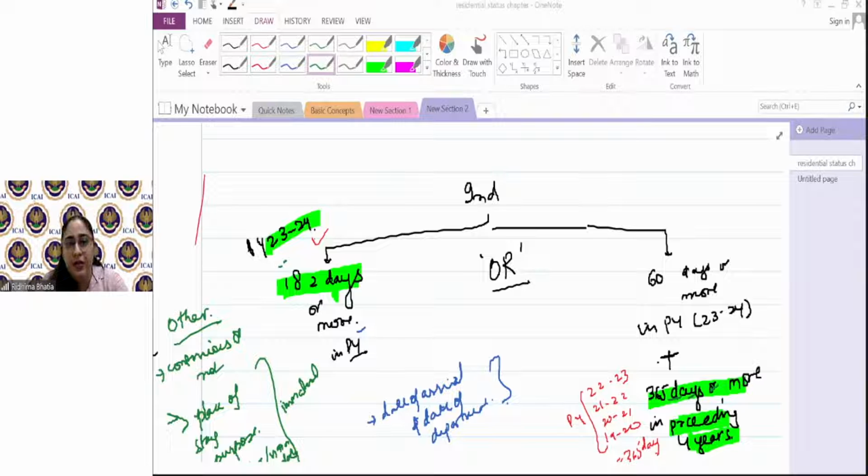Priyanka, what is the query? 365 से नहीं माइनस करोगे, 366 से माइनस करोगे. Everywhere presence in India निकालते time, everywhere Swati, date of departure and date of arrival has to be considered to be in India.